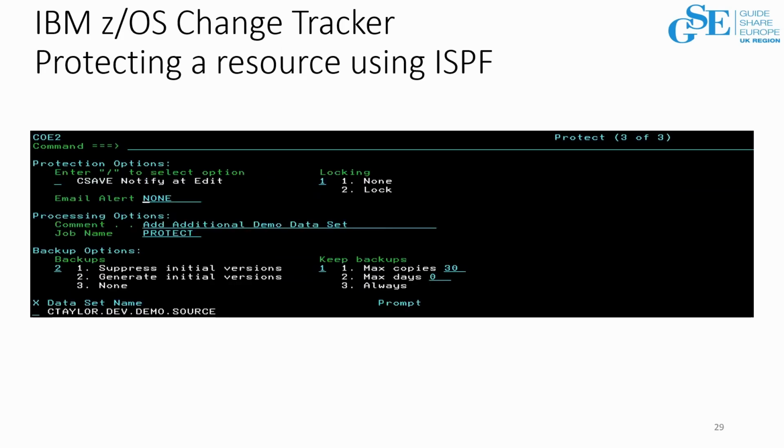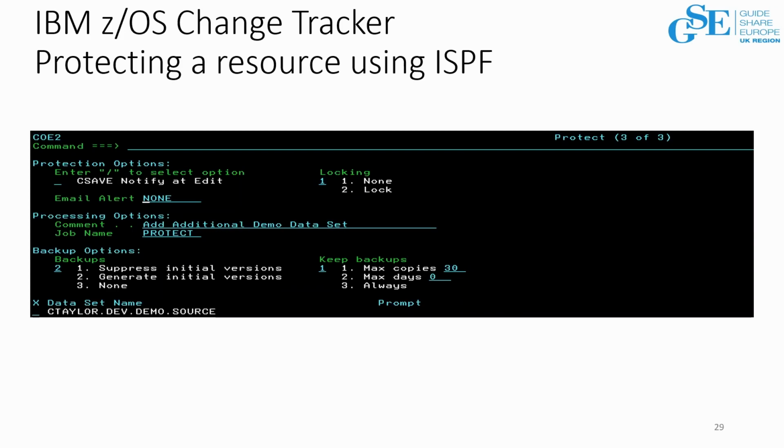Once we select a data set, we put a comment in there. We can then also say, do we want to generate an email alert? Do we want to lock the data set? Do we want to generate an initial version? How many copies of the data set do we want to keep? This is where I can say, for example, I want to keep 30 copies of a member within the data sets. It doesn't generate the whole data set as a backup.